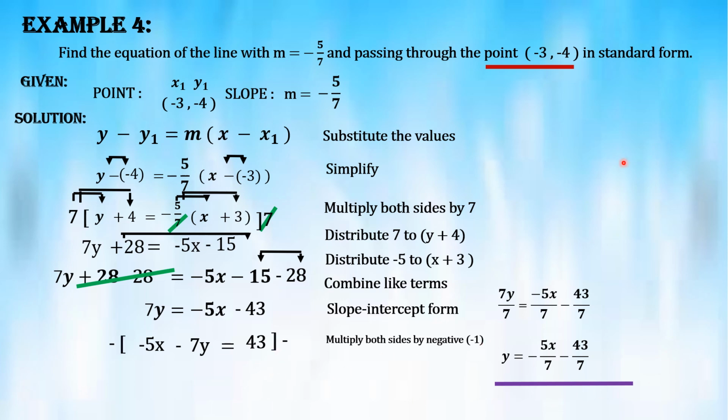So, you have now, negative times negative 5x, that is positive 5x. And negative times negative 7y is positive 7y. Then negative times positive 43 is equal to negative 43. So that is already in standard form. So that is our final answer. Okay.